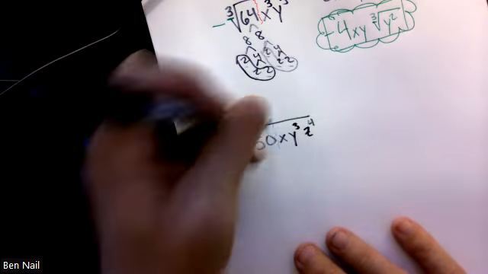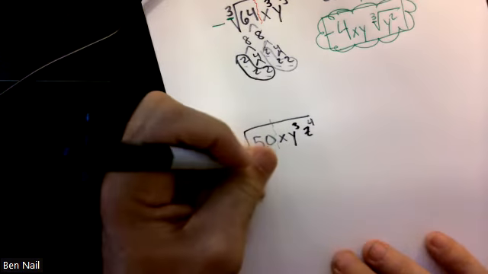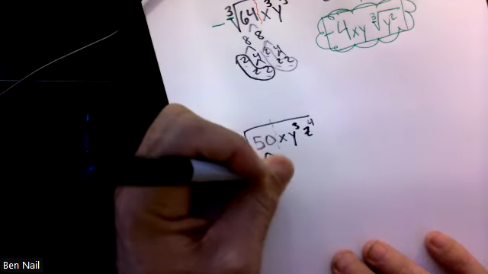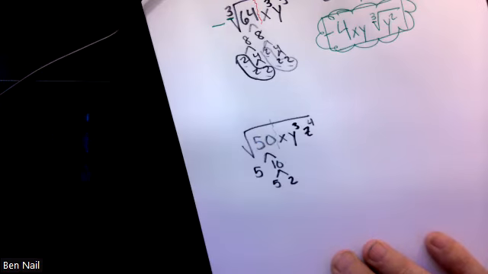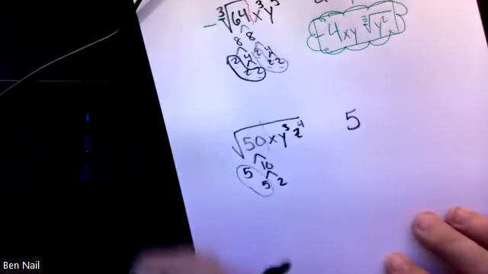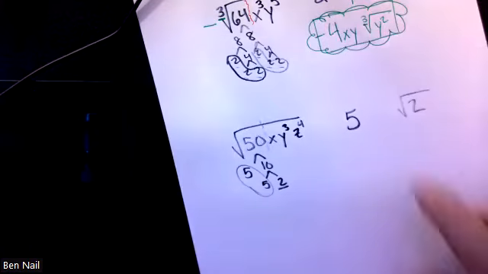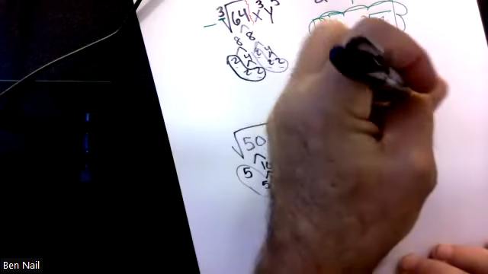So again, we're going to treat this like it is separate problems. 50 is 5 times 10, which is 5 times 2. Again, that pair of numbers goes outside. Anything left over stays inside. I'm leaving space because I've still got to deal with my variables. My marker is starting to die.